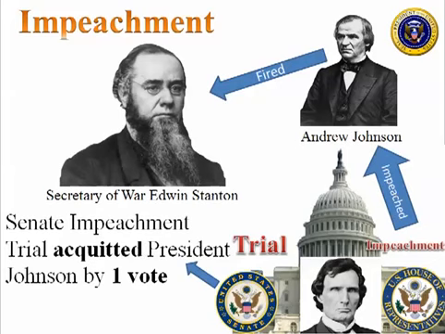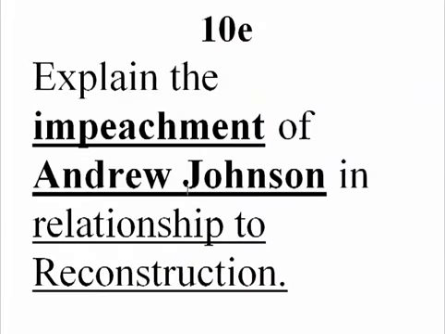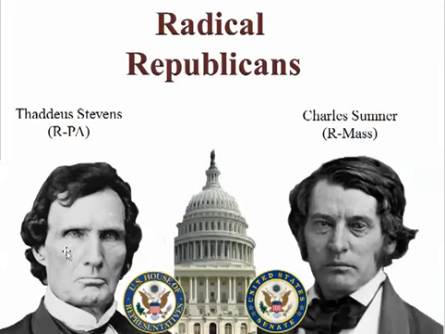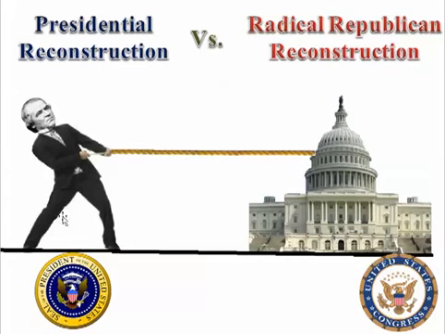Okay, I believe we've met our objective in this standard: to explain the impeachment of Andrew Johnson and its relationship to Reconstruction. What's really important to its relationship to Reconstruction is that the president and these radical Republicans in Congress were fighting over who was going to reconstruct the United States. So it's these guys here in Congress, Thaddeus Stevens, Charles Sumner, and their groups, and the president fighting over who's going to reconstruct the United States of America.